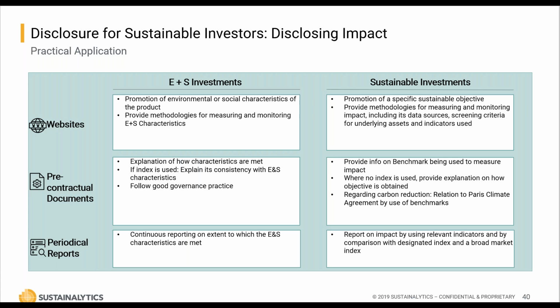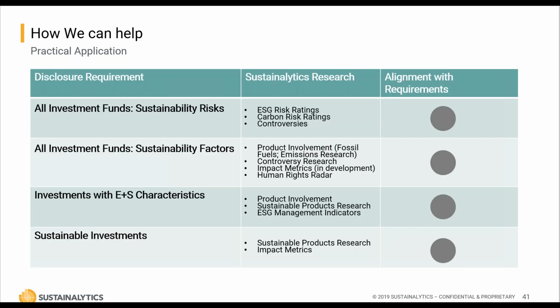Main requirement is to provide info on which methodologies are used to measure the impact following a specific investment objective, e.g. low carbon or specific SDG. The regulator expects that for measuring impact, oftentimes benchmarks will be used. In cases where no benchmark is available, provide an explanation on how an objective is obtained. Also note that this is not to be considered a one-off reporting exercise either. Instead, continuous reporting is needed to be in line with regulation. Emer, can you go to the next slide, please?